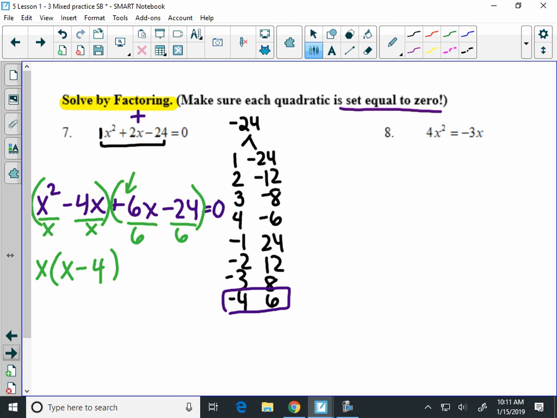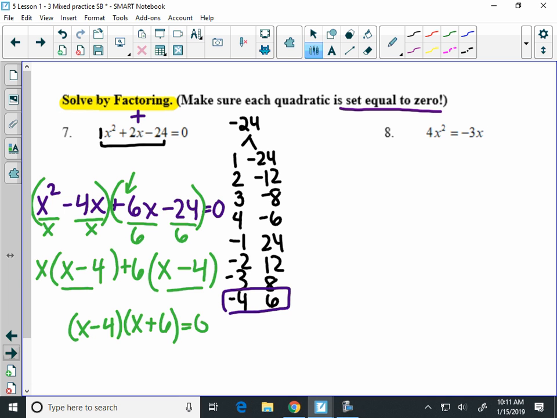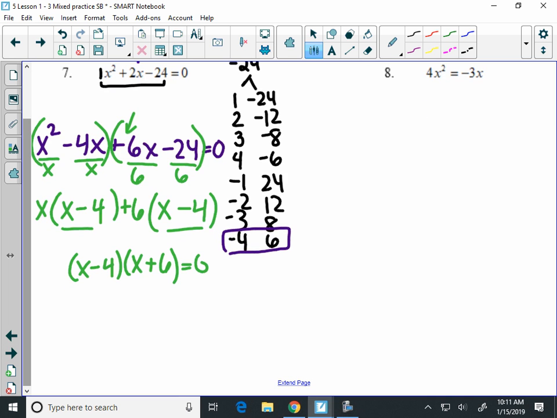Looks like I'm going to divide out a positive 6 here. So when I divide that out, I get x minus 4. Well, my final factored form, since these are the same, is x minus 4 times x plus 6. Now we're solving this quadratic by factoring, which means that now I need to take each factor and set it equal to 0. Once I solve, these are going to give me my solutions.